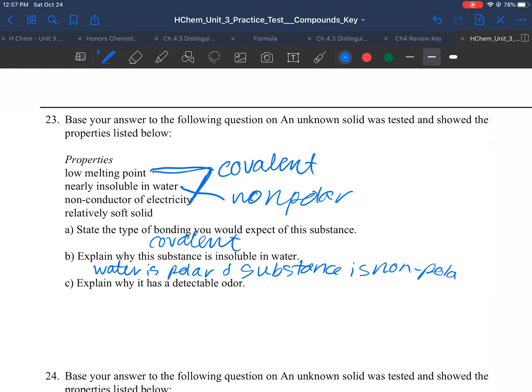And this was kind of a weird question, but thinking about why it could have a detectable odor, the reason being is that if you have a covalent nonpolar molecule, its intermolecular forces are weak, so the molecules don't want to stay next to each other. This leads to volatilization, which is what would give us a detectable odor. So it has to do with weak IMF.